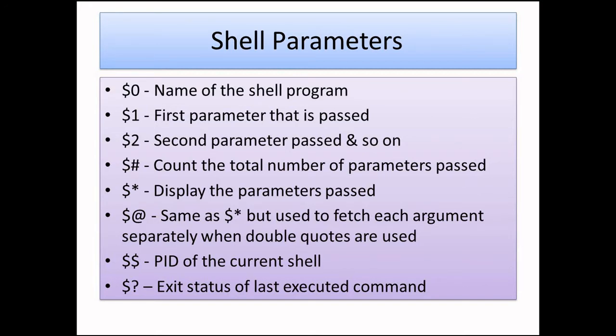$# is the count of the total number of parameters passed. It will count how many parameters have been passed to the program. $* will display the total parameters passed. And $@ is the same as $*, but the only difference is that it will fetch results separately when double quotes are used. $$ will give the PID of the current shell, and $? will show the exit status of the last executed command.